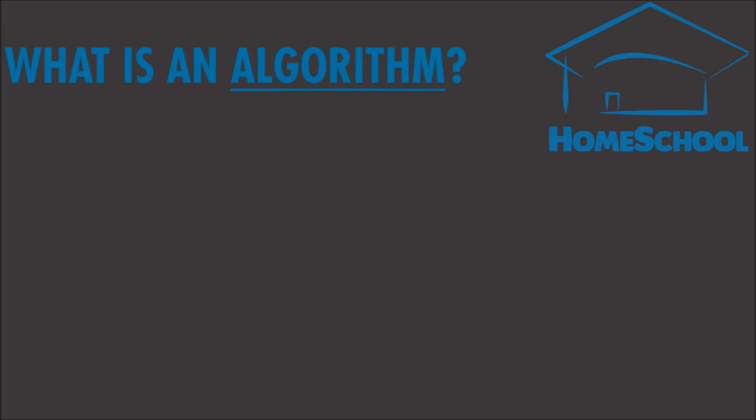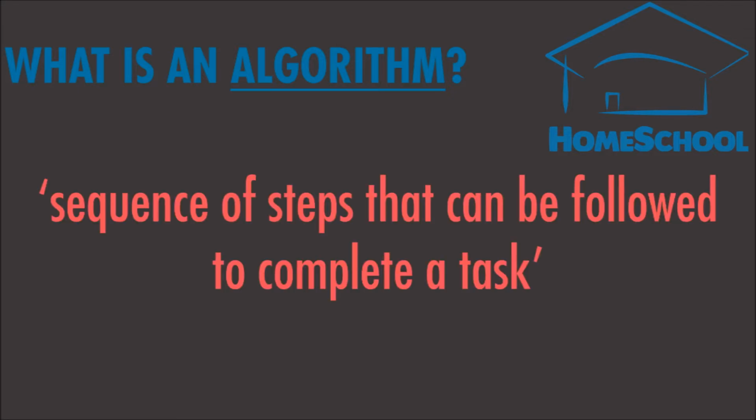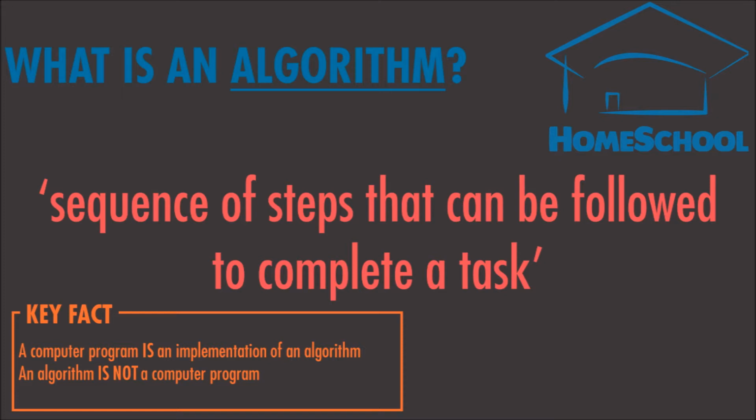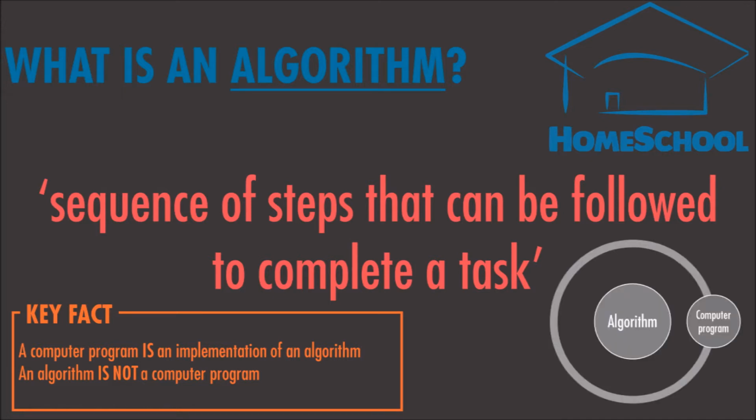What is an algorithm? It is a sequence of steps that can be followed to complete a task. Remember that a computer program is an implementation of an algorithm, and an algorithm is not a computer program. Think of the algorithm being inside the computer program. The program cannot go inside the algorithm.